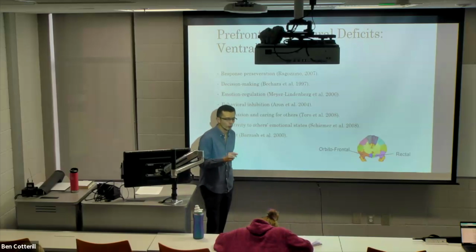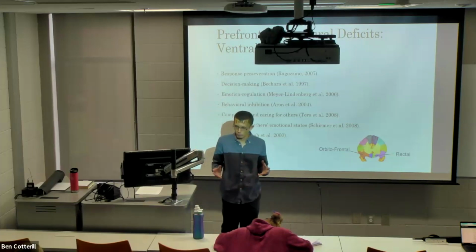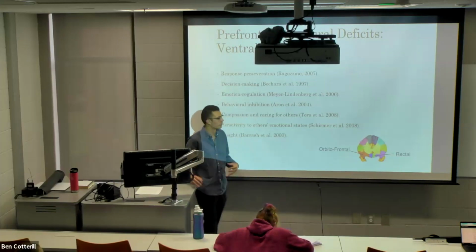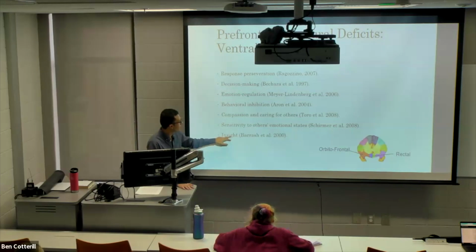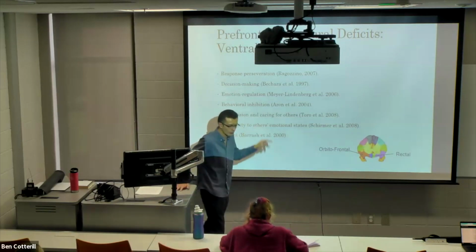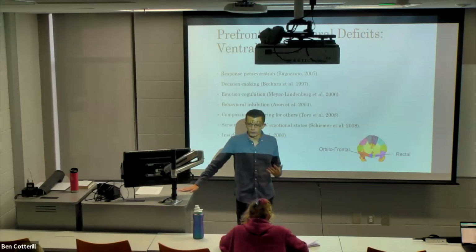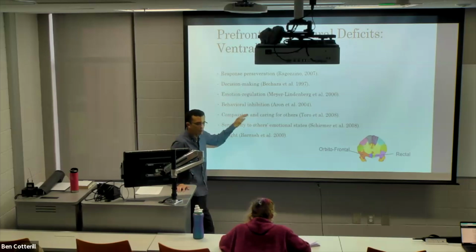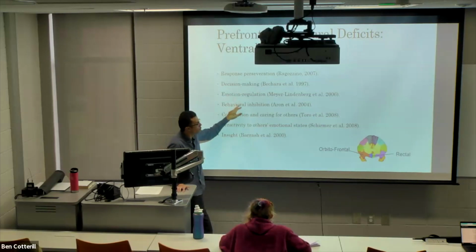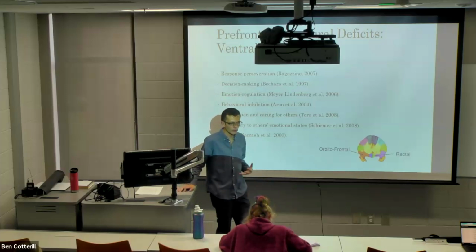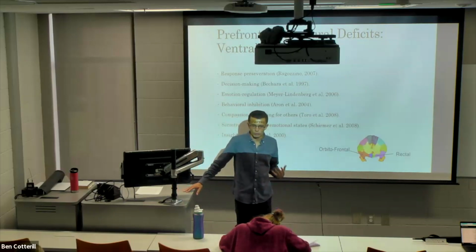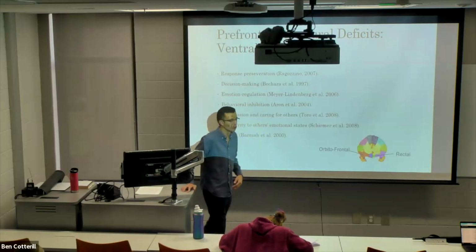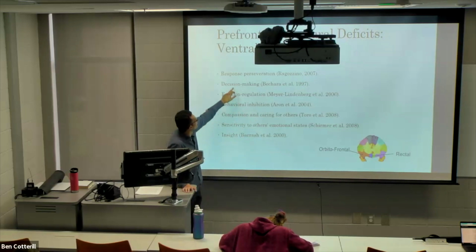What does the broader research tell us that the ventral prefrontal cortex is associated with? Insight, sensitivity to others' emotional states, compassion for others, caring for others. Again, not surprising that these features would be lacking in our antisocials. Behavioral inhibition, again, we're talking about impulsive individuals. Emotion regulation, again, not surprising. These antisocials are not known for being able to regulate their emotions well. They don't make good decisions.